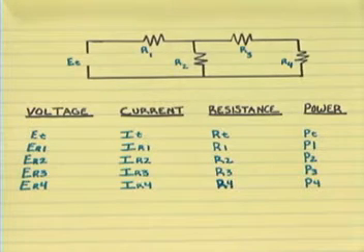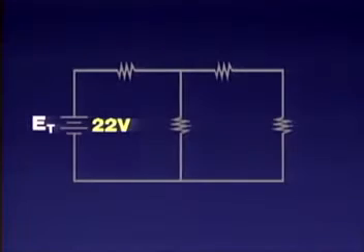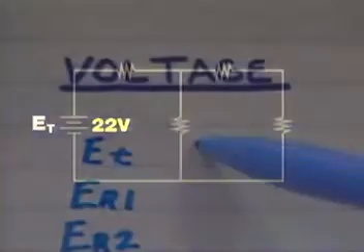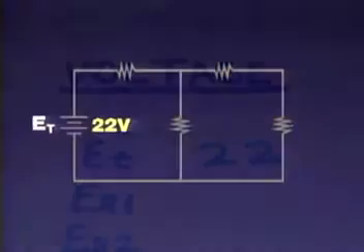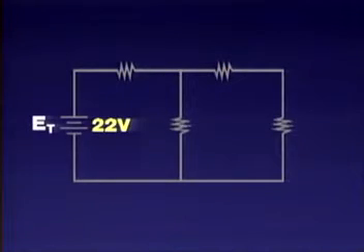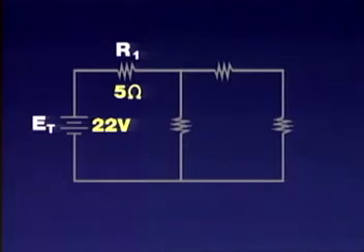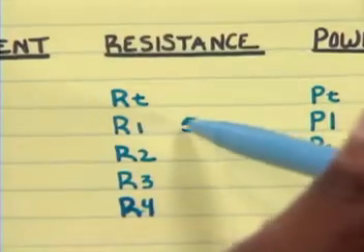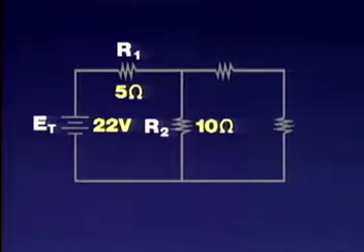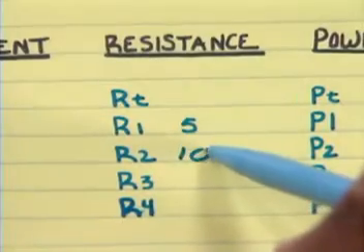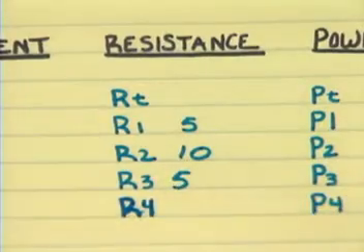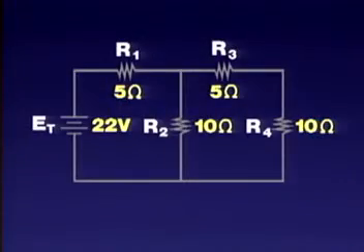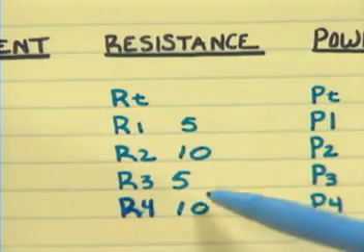Now you can begin listing all known values. Referring to the schematic, the circuit is being supplied with 22 volts. Under the column for voltage, write 22 volts for ET. The schematic also gives the values of each of the resistors. R1 is 5 ohms. List 5 ohms next to R1. R2 is 10 ohms. List 10 ohms for R2. R3 is 5 ohms. List this for R3. Finally, R4 is 10 ohms. List 10 ohms for R4.